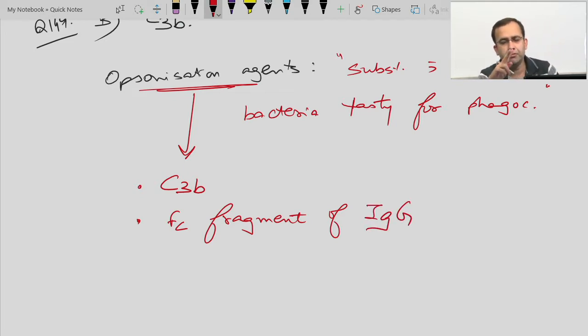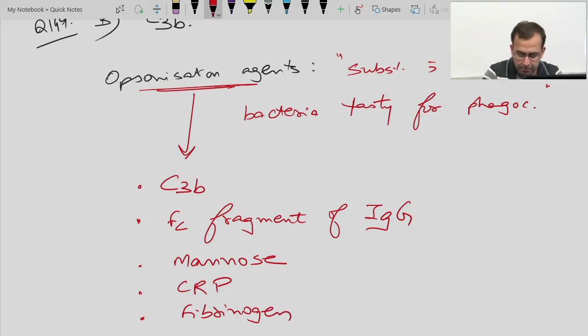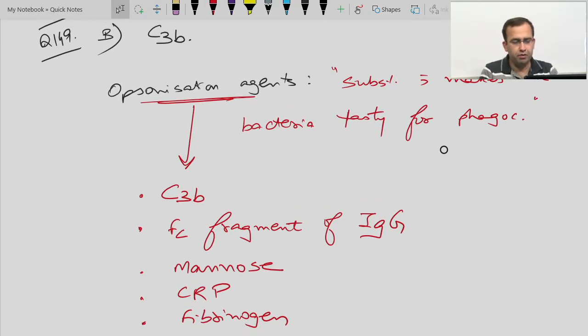You know that antibodies have two regions, the FAB, fragment antigen binding, and the Fc end. Fc fragment of IgG, mannose, CRP, and fibrinogen. These are the opsonization agents.